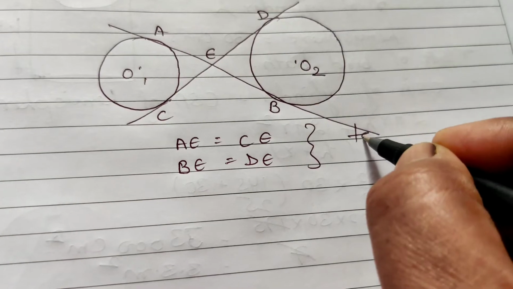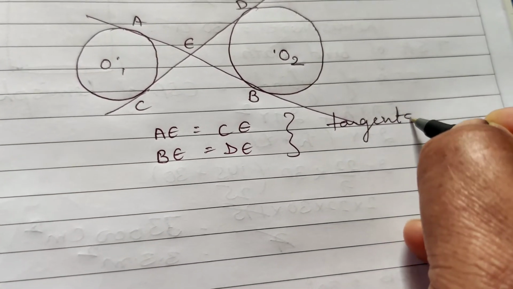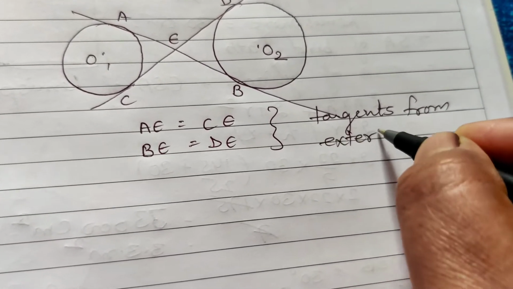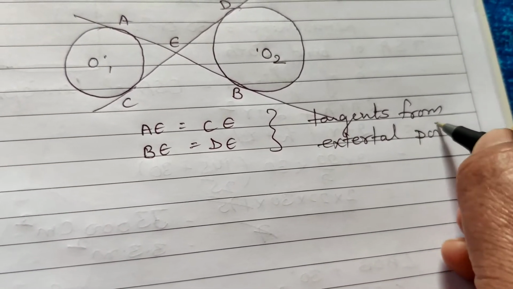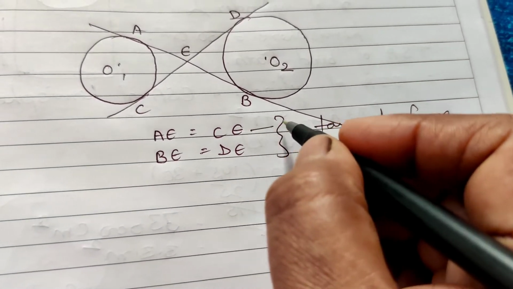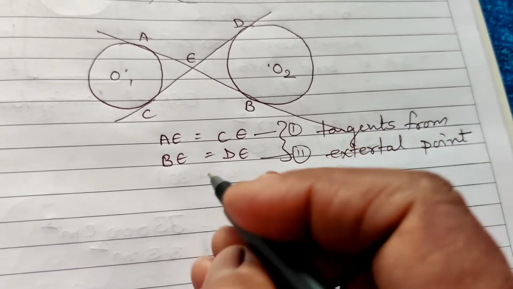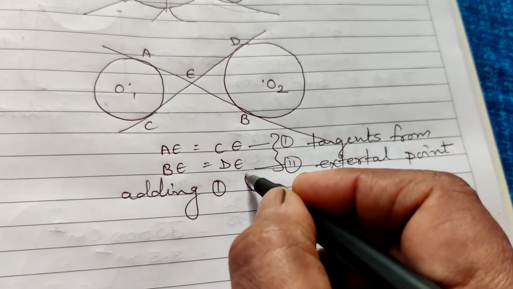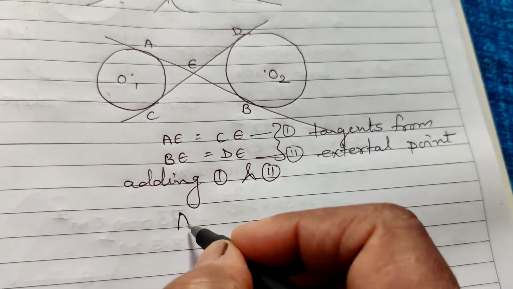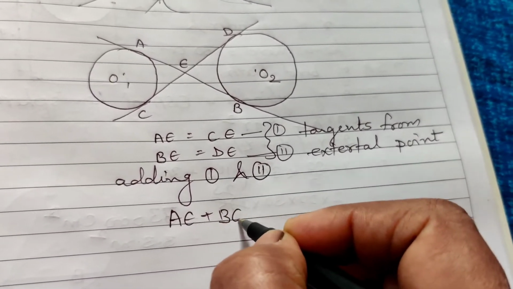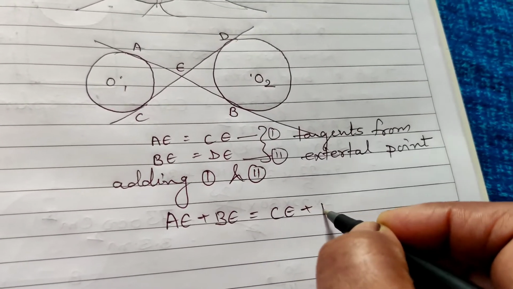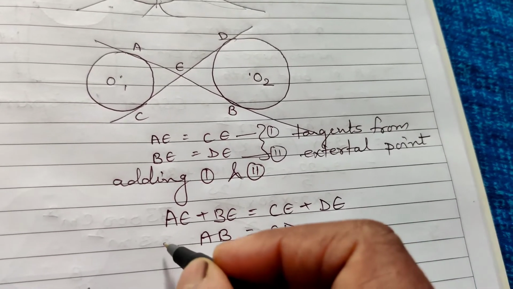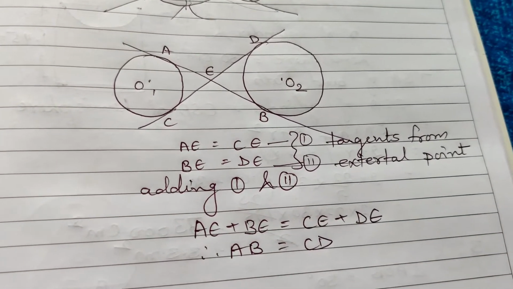Tangents from external points are always equal to each other. This is 1 and this is 2. Adding 1 and 2, very simple question, we get AE plus BE equal to CE plus DE. It means AB equal to CD. Hence proved. Simple question.